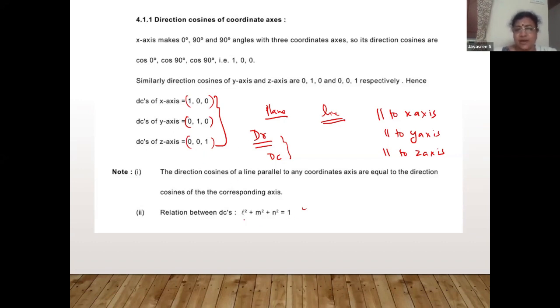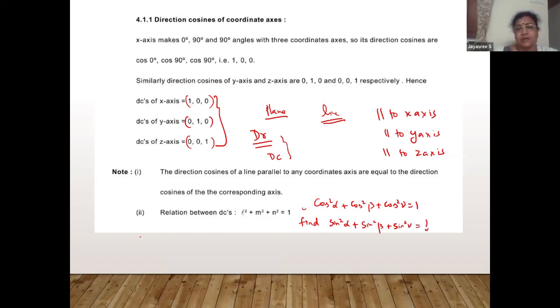So based on this, we have l square plus m square plus n square equal to 1. So we have cos square alpha plus cos square beta plus cos square gamma equal to 1. Based on this, we have two questions. One is: find the value of sin square alpha plus sin square beta plus sin square gamma. Find that value.